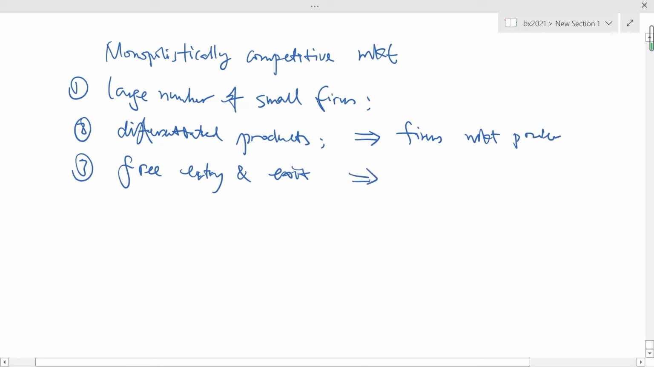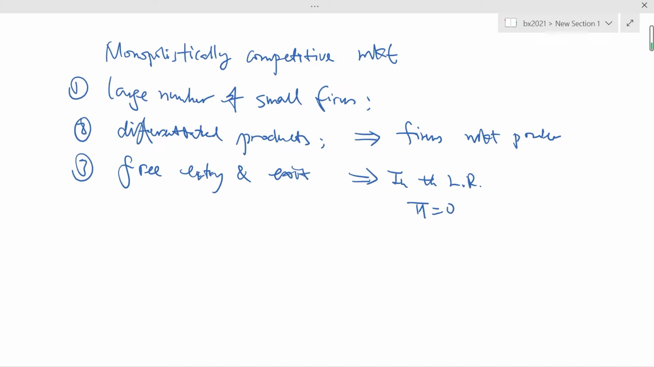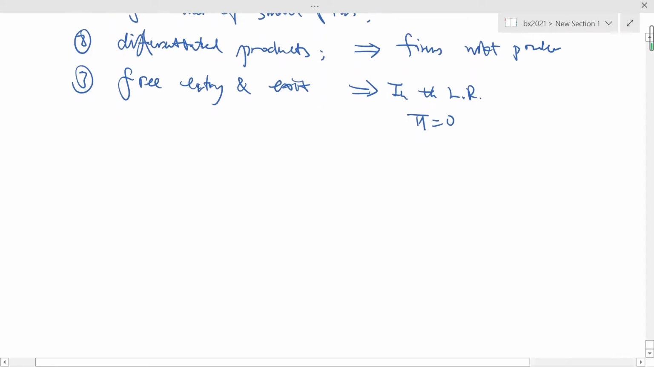And because we have free entry and exit, this means that in the long run, firms must earn zero economic profit. If there's a positive economic profit, more firms will enter the market. That's going to shift the demand curve to the left, such that the profit is gone. Or if there's a negative profit, there's economic loss, then some firms will leave the market so that the demand shifts to the right, so that profit goes back to zero. Okay, let's look at this graphically.